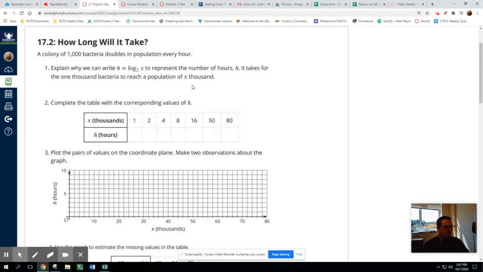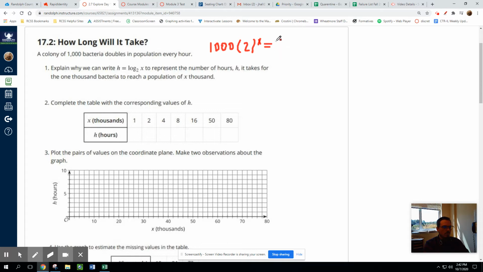So what we want to do is explain why we can write log base 2 of x to represent the number of hours h it takes, h being the hours. What we know from before in this top function is that we have an exponential, which is 1,000, because that's what we start with, and then that's times 2 to the power of x. So 1,000 times 2 to the power of x. So why can we write it as log base 2 of x equals h?